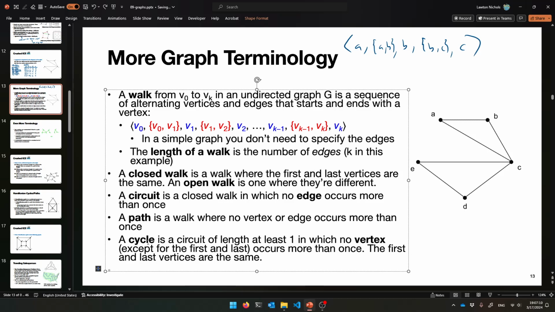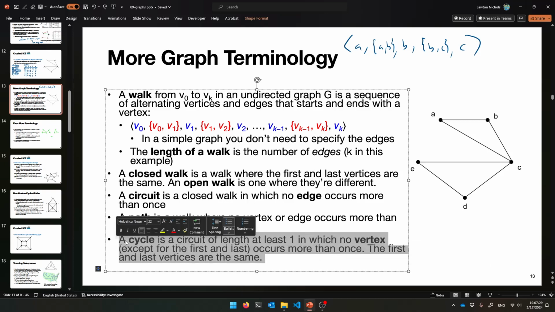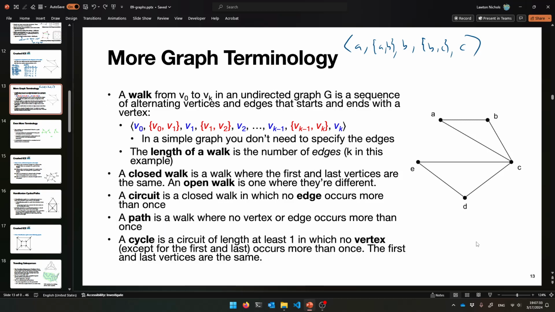A cycle is a circuit. So starting with a circuit, a cycle is a circuit with some more side conditions. It's a circuit of a length at least 1. We know about lengths, right? Go back to the length of the walk. A length at least 1 in which no vertex, except for the first and the last, occurs more than once. The first and last vertices on a cycle, as it implies, are going to be the same. So a cycle is a circuit of length at least 1 in which no vertex occurs more than once.